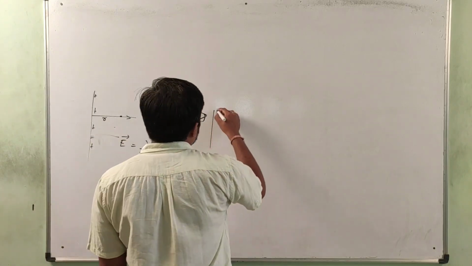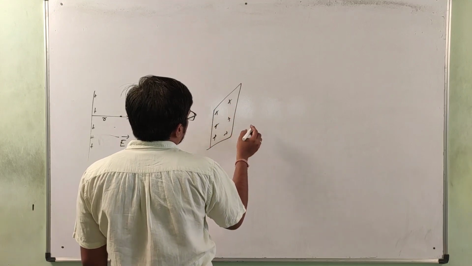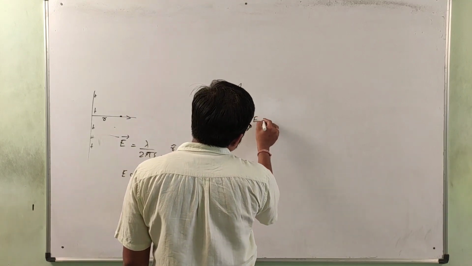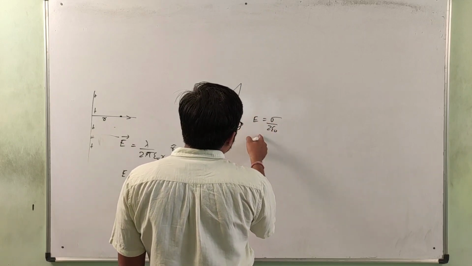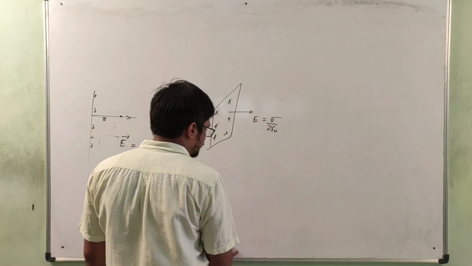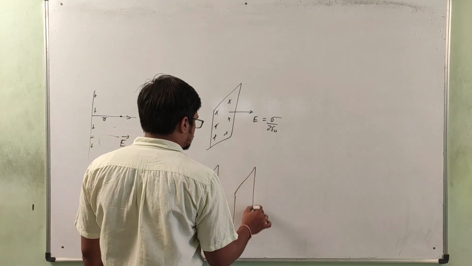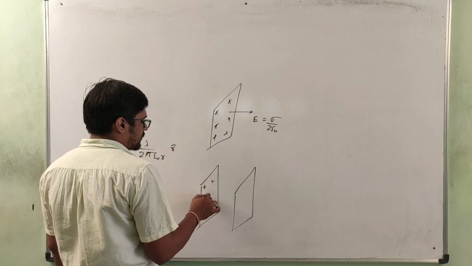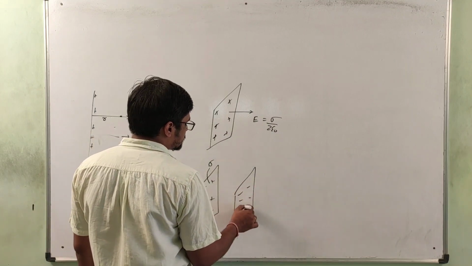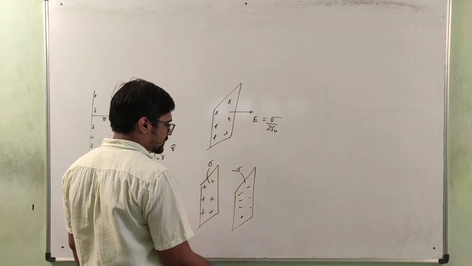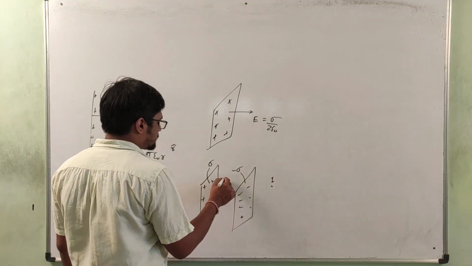Another formula for electric field is for a uniformly charged plane. For that plane the electric field is sigma by 2 epsilon naught, and its direction is normal to the surface. This kind of question is sometimes asked in exams. Positive charge is distributed here with charge density sigma, and negative charge is distributed here with charge density minus sigma. What is the electric field at this point and at this point?